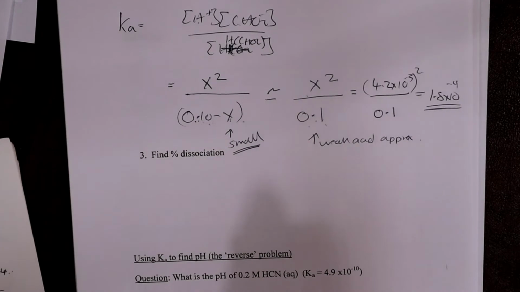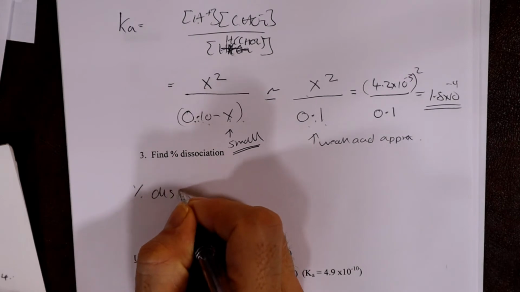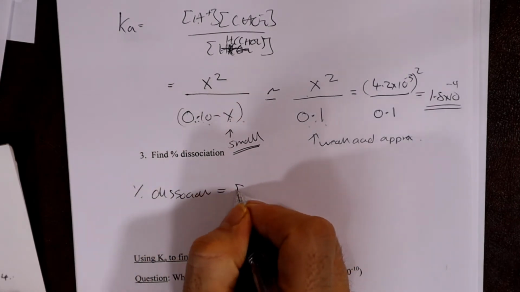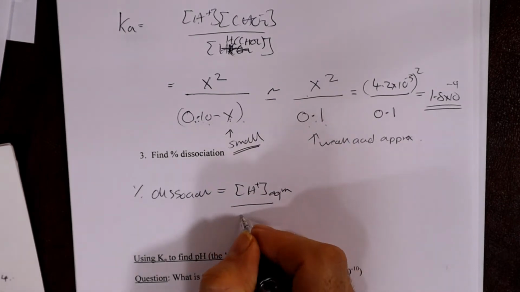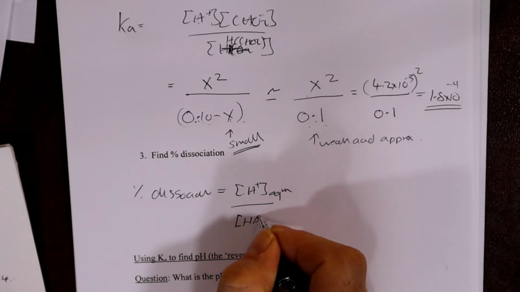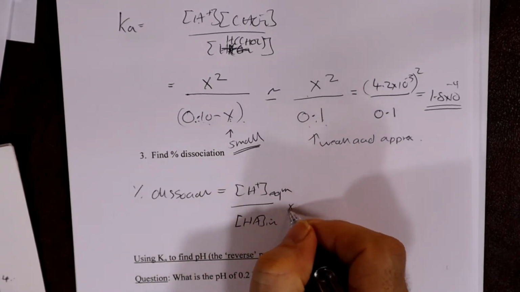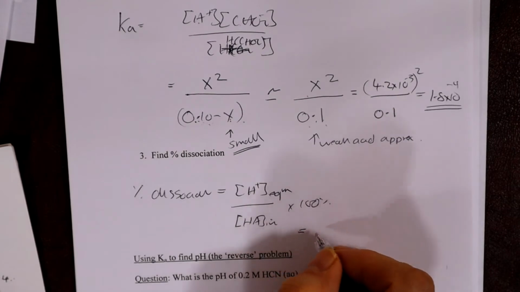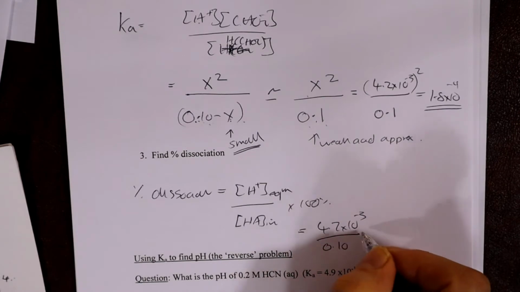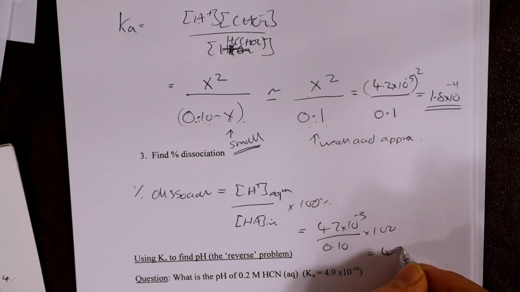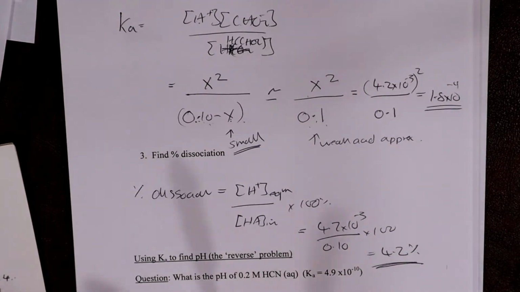So the percent dissociation: if I want to figure out how much dissociated, it's what I got over what I started with, times 100. So percent dissociation is the H plus at equilibrium over HA initial, times 100 for a percent, which equals 4.2 times 10 to the minus 3 over 0.1 times 100, 4.2%. So about as strong as vinegar. So ants are essentially injecting you with vinegar. I guess that hurts, right? There we go. So that's the first one.